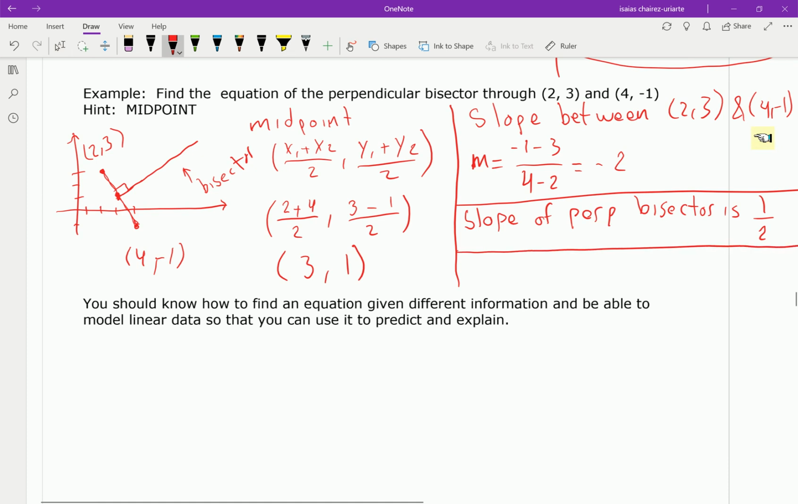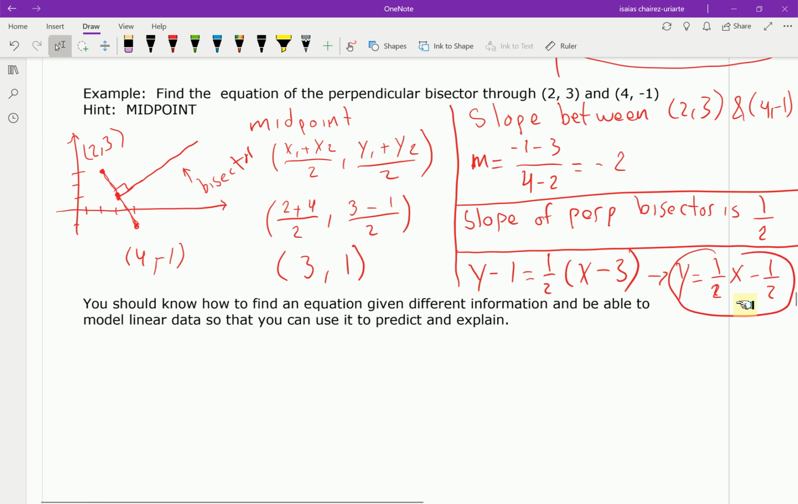I'm going to use my point slope formula, and I'm going to say y minus 1 equals 1/2 times x minus 3. Right now I'm using the point on the perpendicular bisector and the slope of the perpendicular bisector. And so this tells me that I end up with y equals 1/2 x minus 1/2. There are some intermediary steps right here, but do it and you should end up with the same equation. So that is the equation of the perpendicular bisector right there.